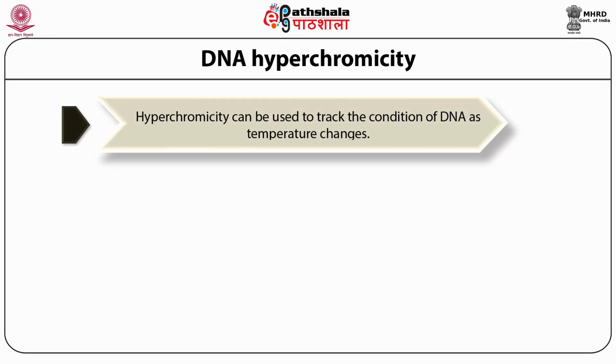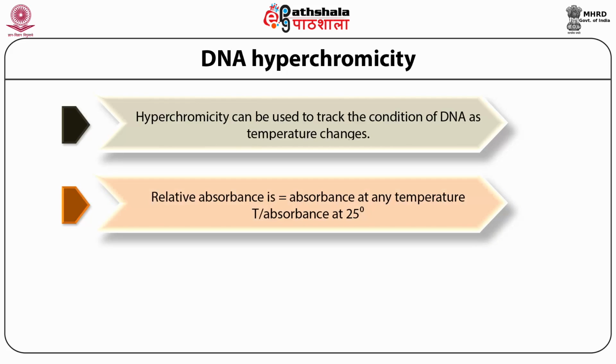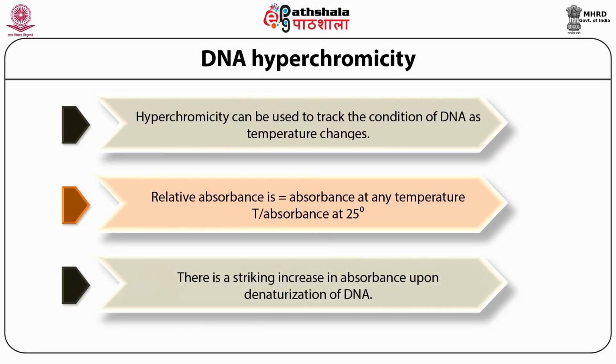Hyperchromicity can be used to track the condition of DNA as temperature changes, and relative absorbance is absorbance at any temperature T divided by absorbance at 25 degrees. There is a striking increase in absorbance upon denaturation of DNA.